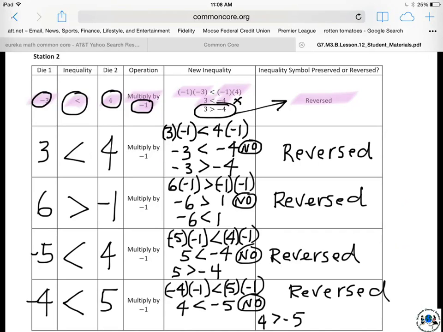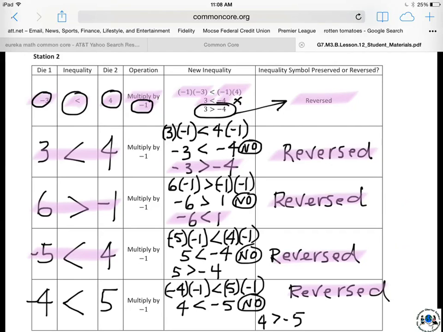Well, if you did everything correctly, and I did everything correctly, you would have noticed what I noticed, that multiplying by negative 1 reversed every single situation, okay? Whereas we had 3 less than 4, we ended up with negative 3 being greater than negative 4, okay? We had 6 greater than negative 1. Turned out that negative 6 is less than 1.